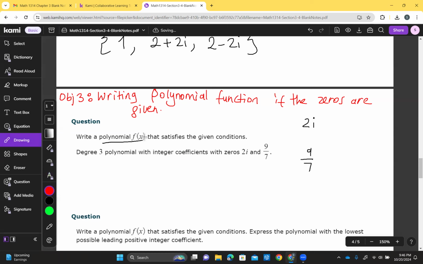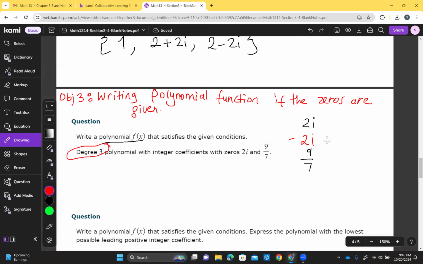Now, if you have a third degree polynomial, you need to have 3 zeros given to you. But how come we have only 2 zeros here and we still have to find a polynomial? Because the complex solutions come in pairs. If 2i is given as a solution, they don't have to tell you. You will automatically know that negative 2i is also another zero.